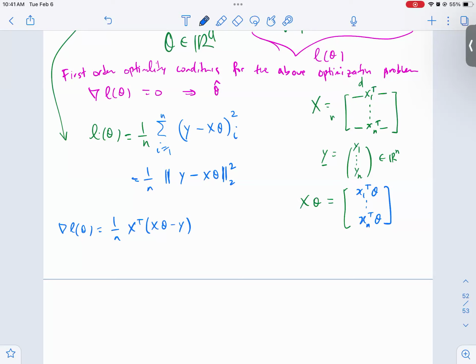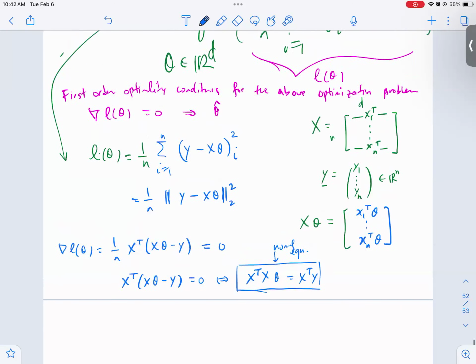So we set it equal to 0, I get x transpose (x theta minus y) equal to 0. I move this to the other side, and this is the equation I have to solve. These are called the normal equations. It's a linear system of equations: x transpose x I know, and then x transpose y I know. And this is solvable in general. And if x transpose x is invertible, there is a unique solution for theta.